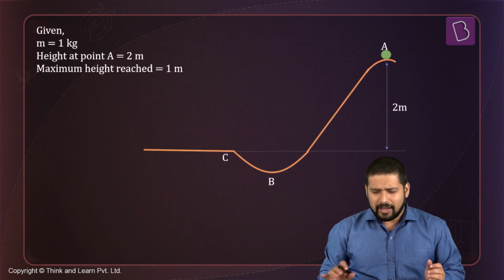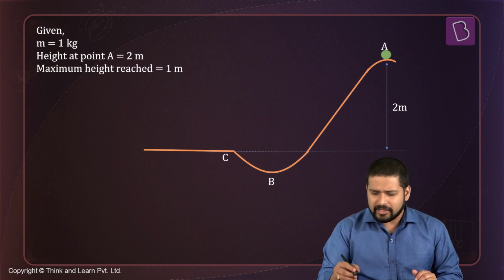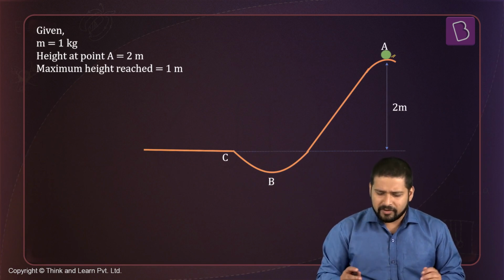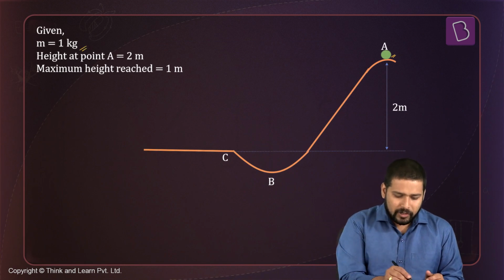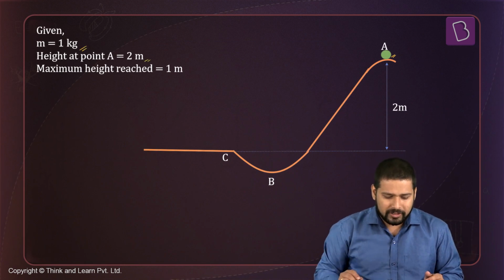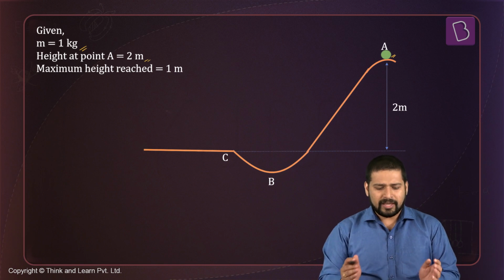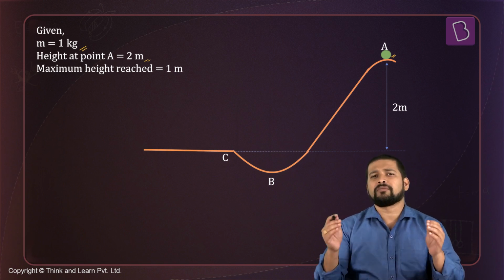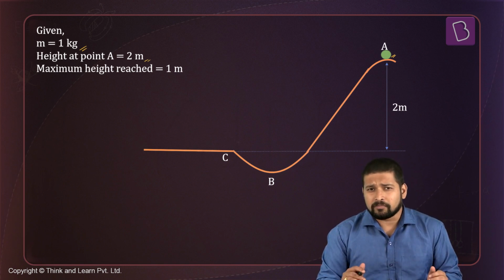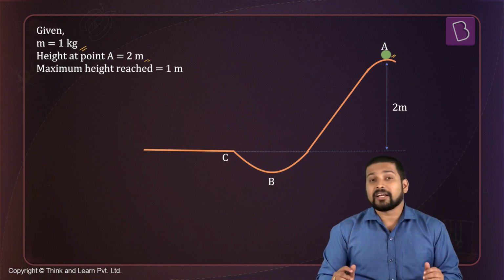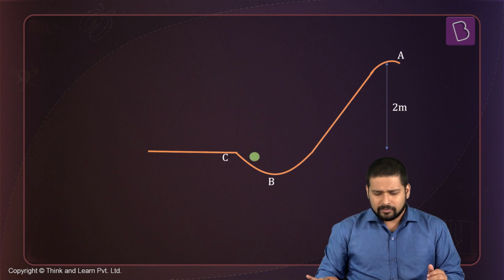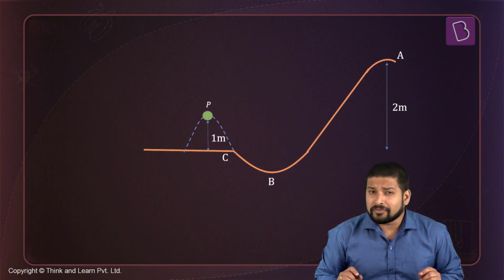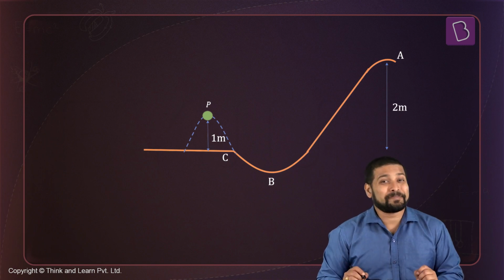In this question, we have been given a mass, and it is located at this point A, and it follows this path as you can see in the figure. Mass is 1 kilogram, height of point A is 2 meters, and the maximum height it reaches once it falls down this path is given as 1 meter. Now, this is how this mass is going to fall. And we have to find the value of kinetic energy at point P.